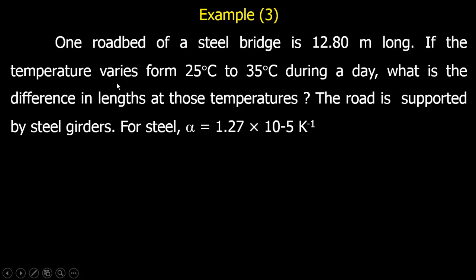If the temperature varies from 25 degrees Celsius to 35 degrees Celsius during a day, then it is a very high temperature. The initial temperature is T1 and the final temperature is T2, so delta T equals T2 minus T1.